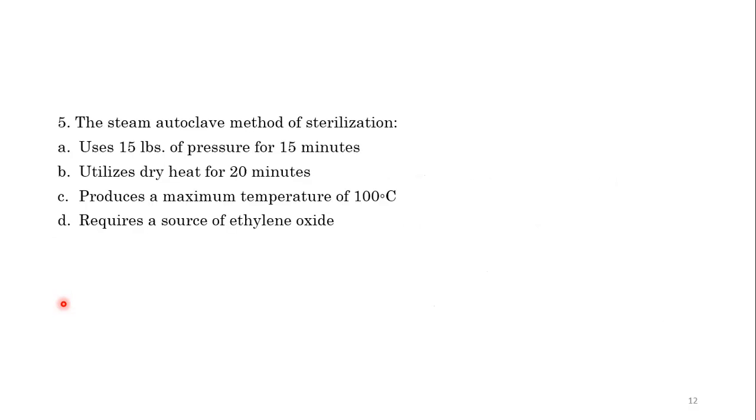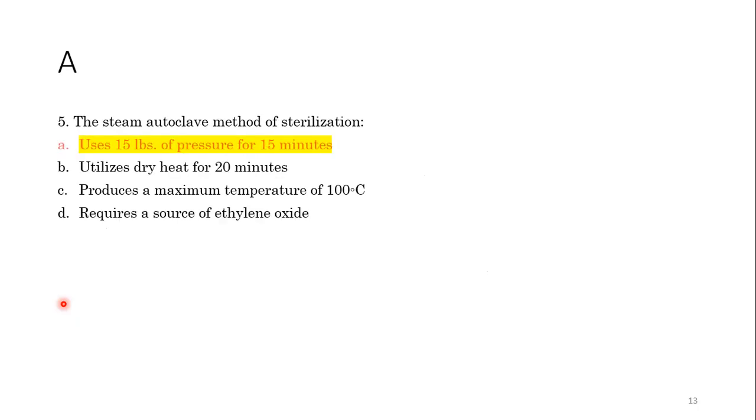Number 5, the steam autoclave method of sterilization. A, uses 15 pounds of pressure for 15 minutes. B, utilizes dry heat for 20 minutes. C, produces a maximum temperature of 100 degrees Celsius. D, requires a source of ethylene oxide. The correct answer is letter A, uses 15 pounds of pressure for 15 minutes.